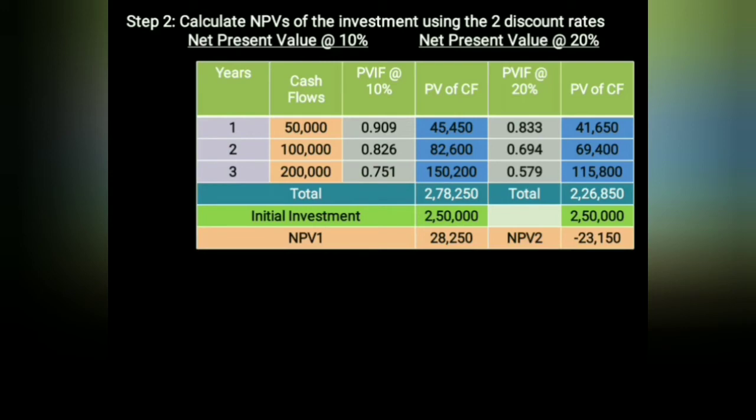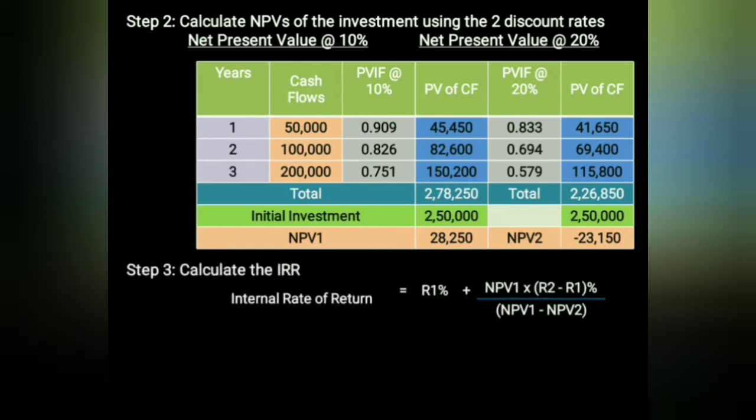By deducting the total from the initial investment, first NPV we are getting at the rate of 10% is 28,250. By deducting the total from the initial investment at the rate of 20%, we get minus 23,150 rupees. Then we will go with the third step. The third step is calculation of IRR.